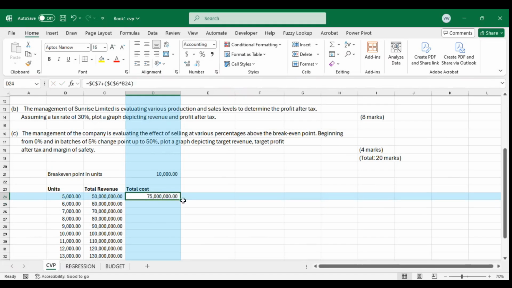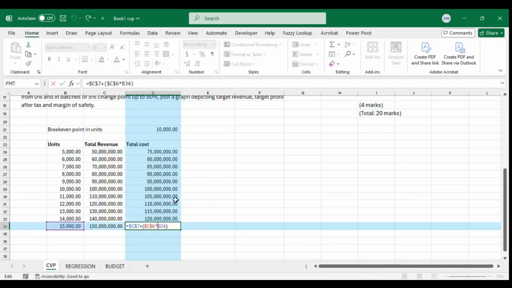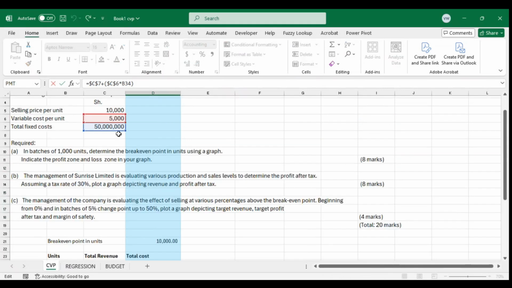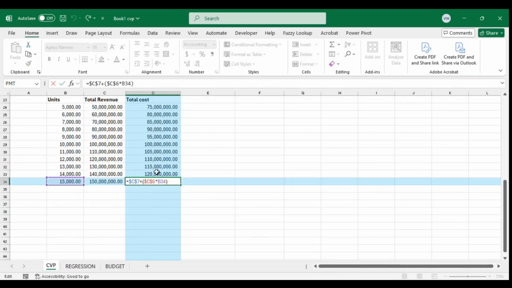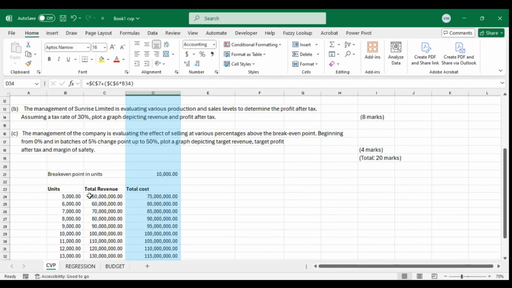So once we've done that, now we just use the fill series, and you can always confirm whether you've picked the right thing, and you can see that they've still locked it to the fixed cost plus the total variable cost. That gives us the total revenue and the total cost.